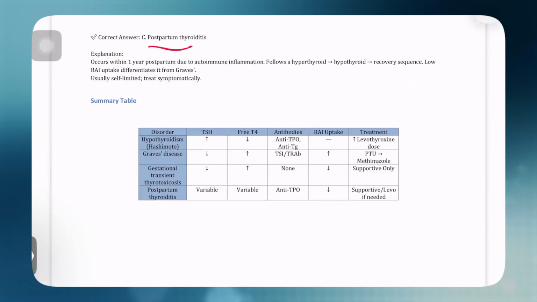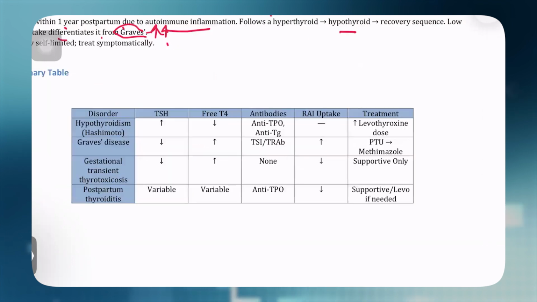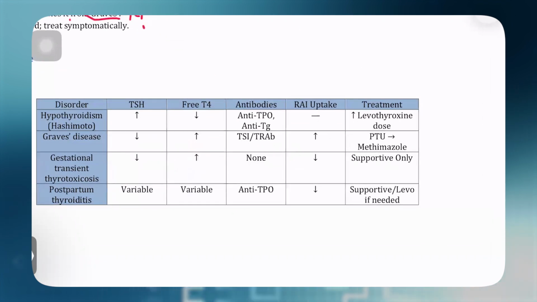It occurs within 1 year postpartum due to autoimmune inflammation. The pattern is hyperthyroid, hypothyroid, and recovery sequence. Radioiodine uptake differentiates it from Graves. In Graves, the RAI is increased. However, in postpartum thyroiditis, RAI is decreased, radioactive iodine uptake. So this is the chart for you. You can take a snapshot of this.